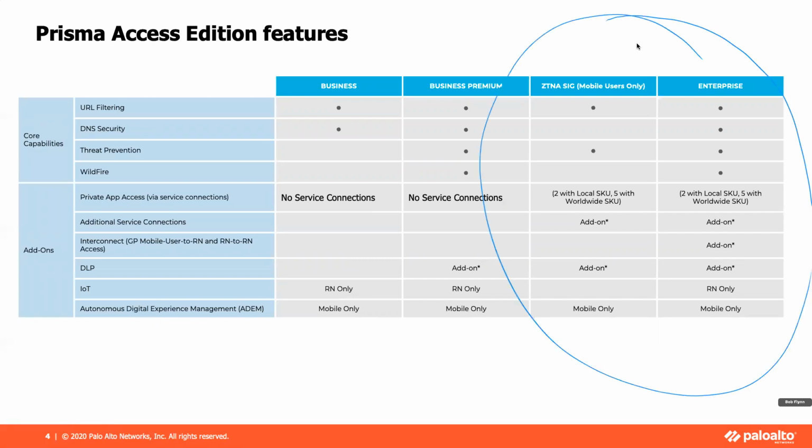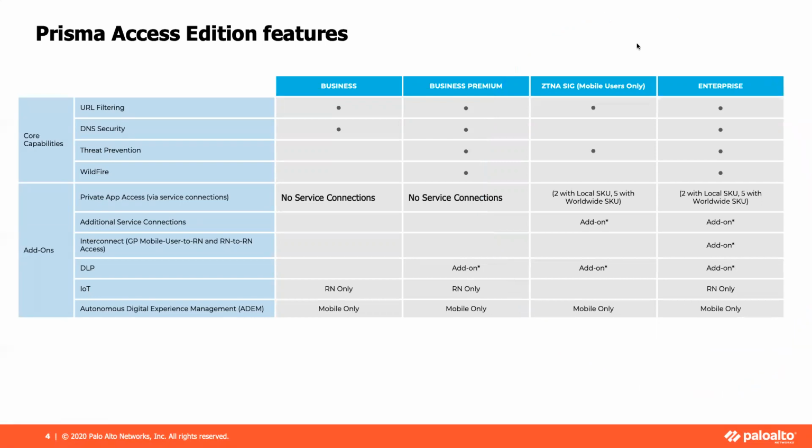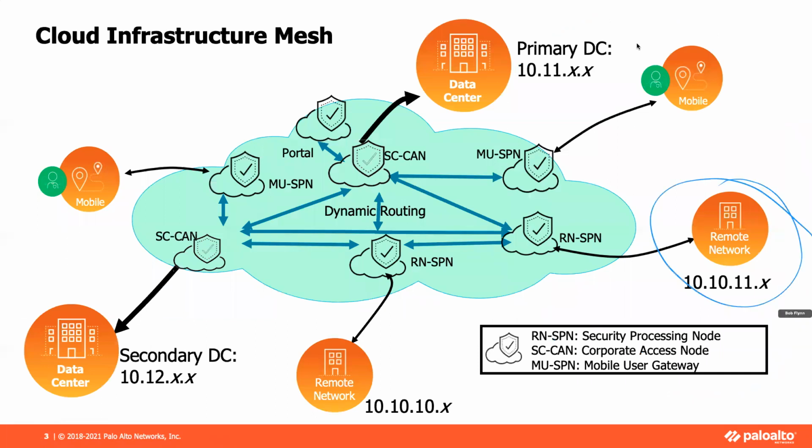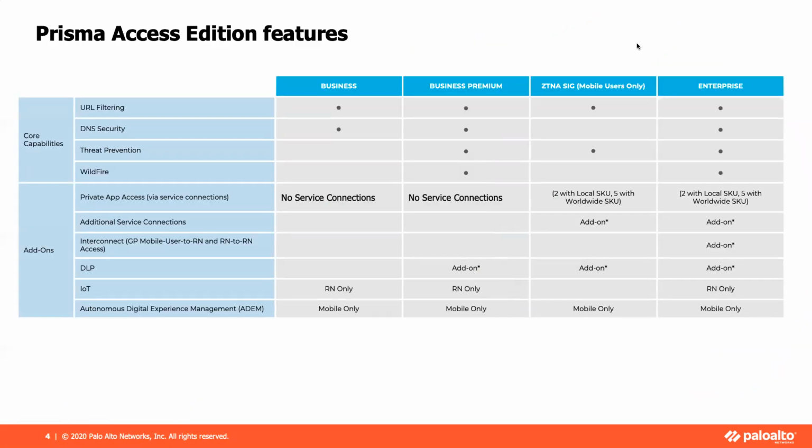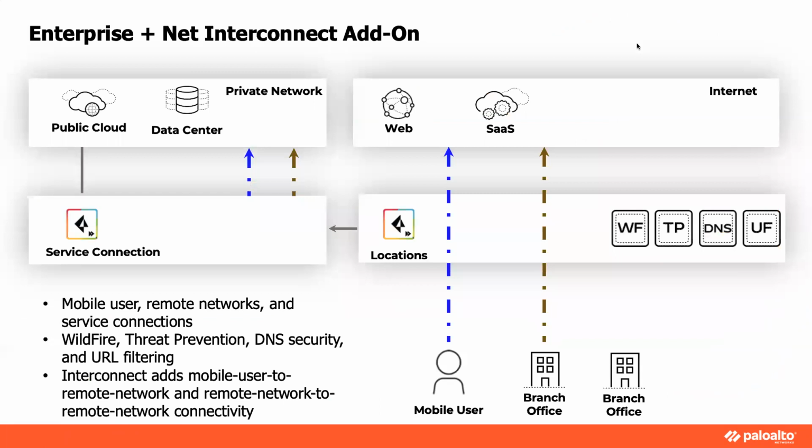For our mobile users, we have what we call our ZTNA. It's our Zero Trust Network Architecture. And when it comes to users in a branch office, what we would call a remote network, if they need to get back to a data center, then we have the enterprise licensing format for them. So these give mobile users or users in the branch office the ability to go through a service connection to a data center.